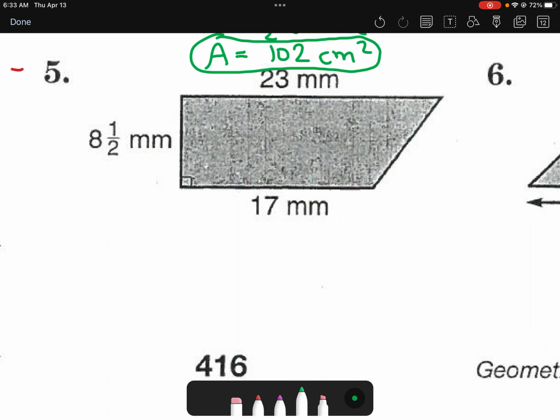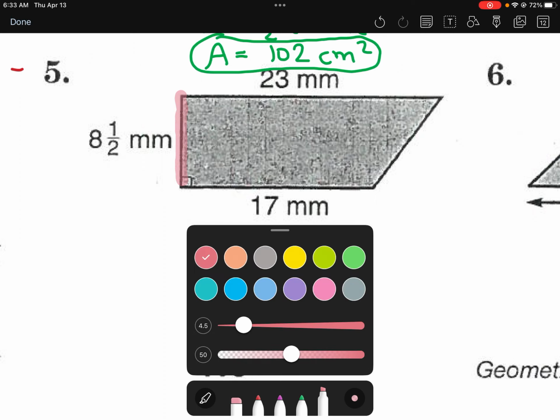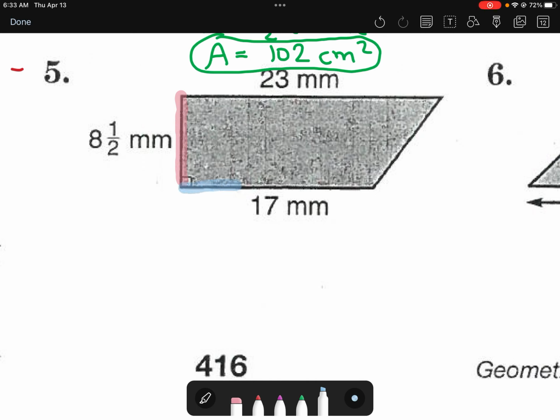We'll try number 5 also. Number 5 is a trapezoid. Specifically, it's a right trapezoid. Remember, trapezoids have two bases. Those are the blue segments. And then they have one segment that's perpendicular to both of them. That's the height.